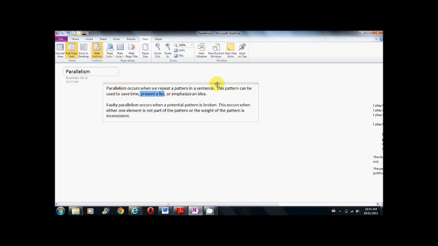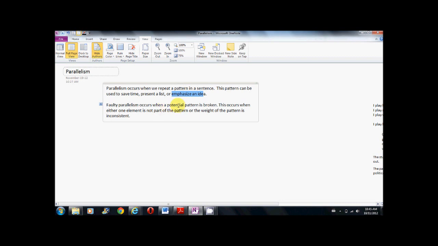And this works because this pattern can be used to save time, this pattern can be used to present a list, or this pattern can be used to emphasize an idea. Those sentences all make sense on their own, but I've combined them in a way that is parallel, where the pattern I'm creating is of the same kind of thing, starting with those verbs, and is of the same kind of weight. All right, so let's take a quick look at a definition of what faulty parallelism is.